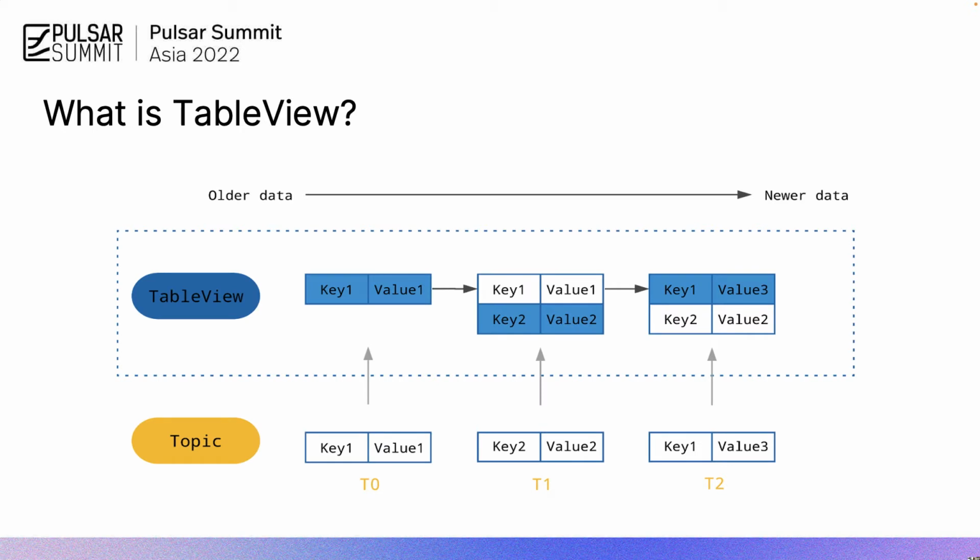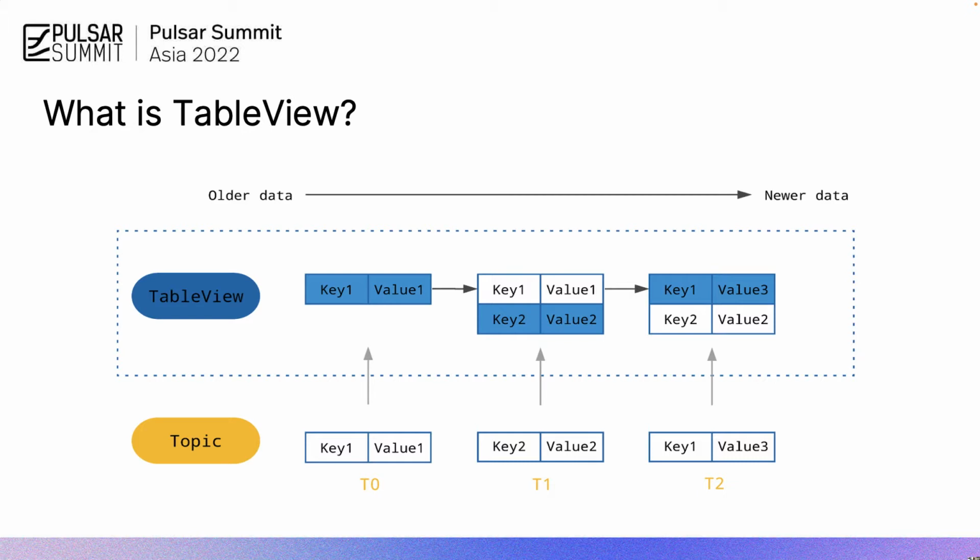As we can see here, the topic can contain multiple messages with the same key. This is true of any topic. In this case, key 1. Now the TableView treats the data as a large changelog, meaning that the newer message with the key 1 is treated like a database update command, as shown here at time t2. This new value replaces the older value, and this is reflected in the table view.